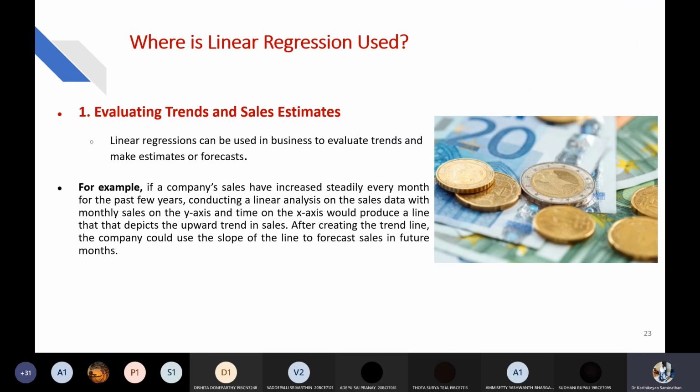Where is linear regression used? Generally, there are different applications. The main one is in business, to evaluate trends and make estimates for their forecasts. So that is one of the main uses: evaluating trends and sales estimates.